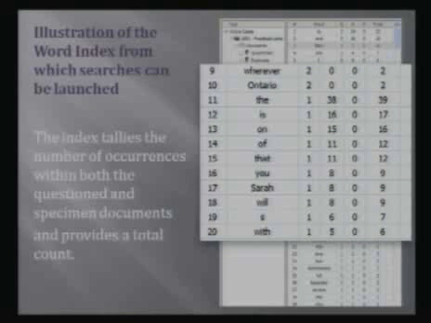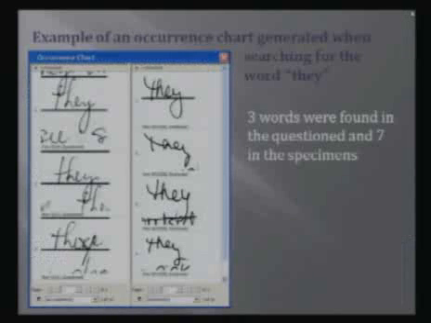So this is an enlargement of the full word index, and what we have here is the word that's being searched for, the number of occurrences within the questioned document, and the number of occurrences within the sample material. So in this instance, there's no point looking for the word "wherever" because it doesn't exist in the sample material. But for instance, if you need to do a search for the word "the," you will know that there's one occurrence in your questioned material, and one in the sample material.